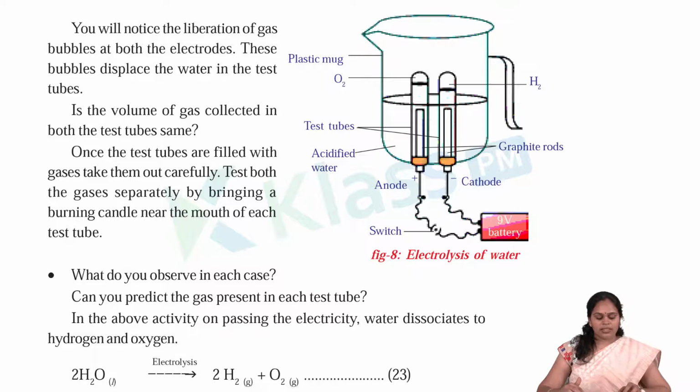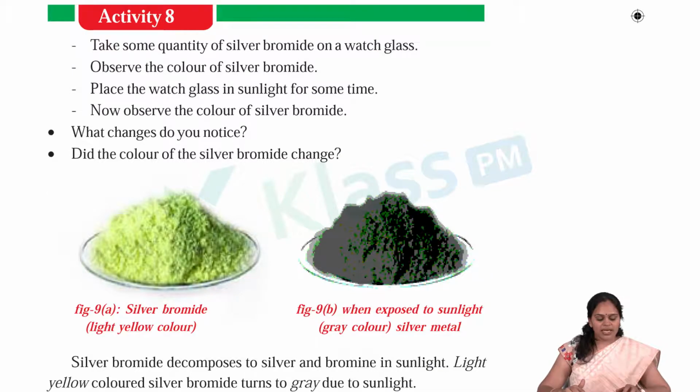Take another activity. Here they are asking us to take a plastic mug, drill 2 holes in its base, and fit rubber stoppers in those 2 holes. See, observe this activity. Electrolysis of water, how it is going to be formed. You will notice the liberation of gas bubbles at both the electrodes. These bubbles displace the water in the test tubes. Is the volume of gas collected in both the test tubes the same? Once the test tubes are filled with gases, take them out carefully. Test both the gases separately by bringing a burning candle near the mouth of each test tube. What do you observe with this? Can you predict the gas present in each test tube?